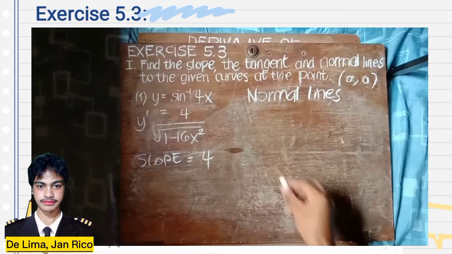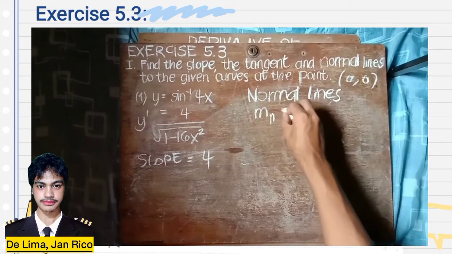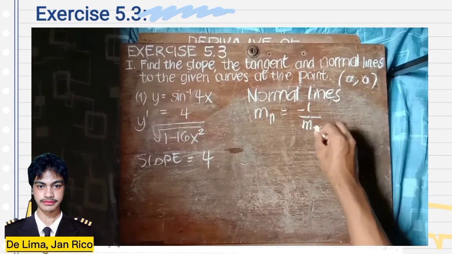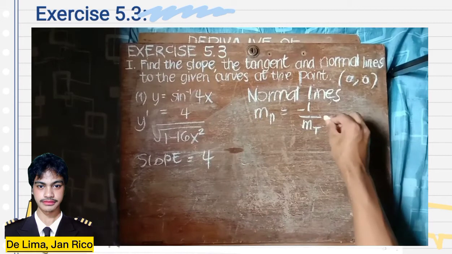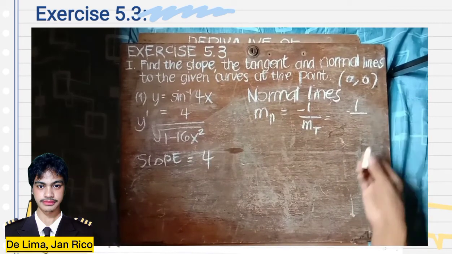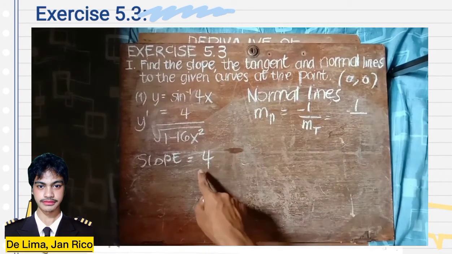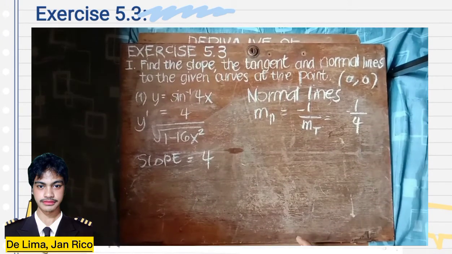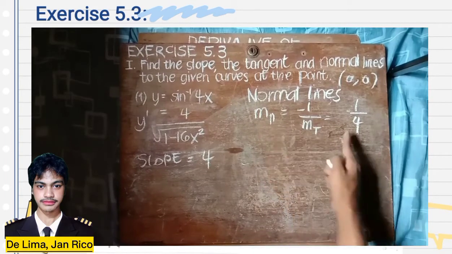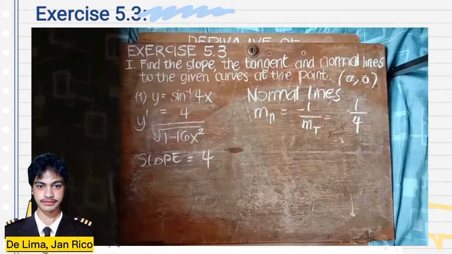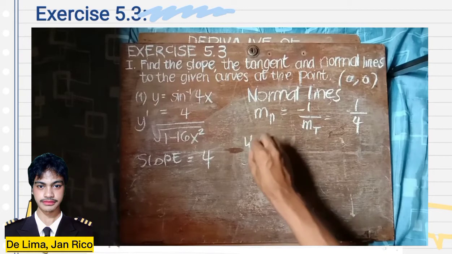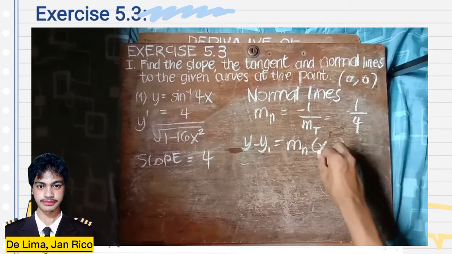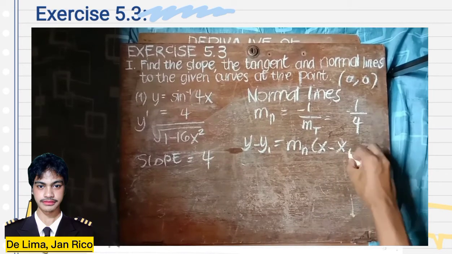For the normal lines, we have the formula m sub n is equals to negative 1 all over m sub t, which is the slope, which would be equal to negative 1 over the value for m sub t is equals to 4. So this will be negative 1/4. So the value for m sub n is equals to negative 1/4. Then, we will use the formula y minus y sub 1 is equals to m sub n times x minus x sub 1.